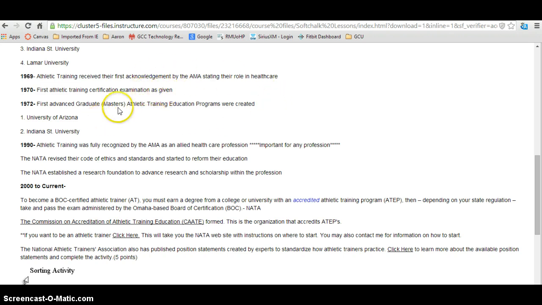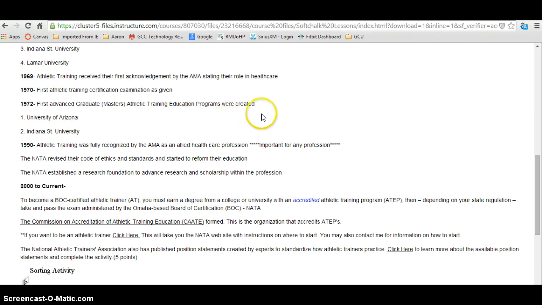Graduate education, master's degree education, was created at University of Arizona and Indiana State. The University of Arizona program has now moved up to the Valley, and it's at A.T. Still University, where I did my master's work. It's out in East Mesa.